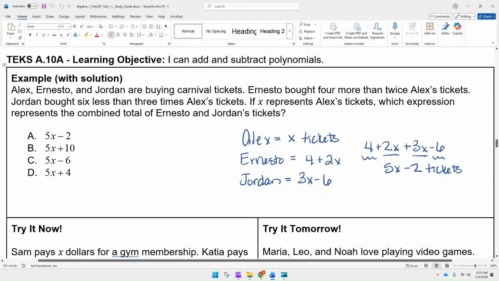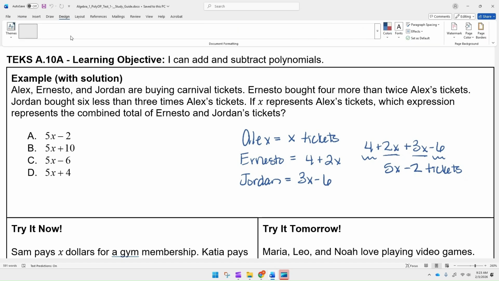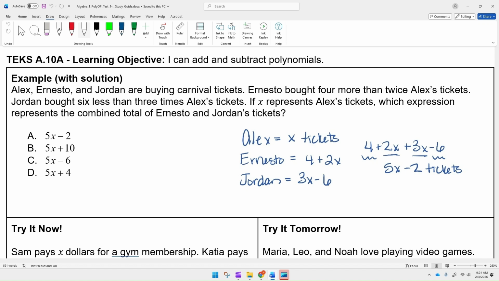All right, so we're going to go over the example that you have the solution to, just to remind you, it's pretty straightforward. I'm going to read through the problem first.